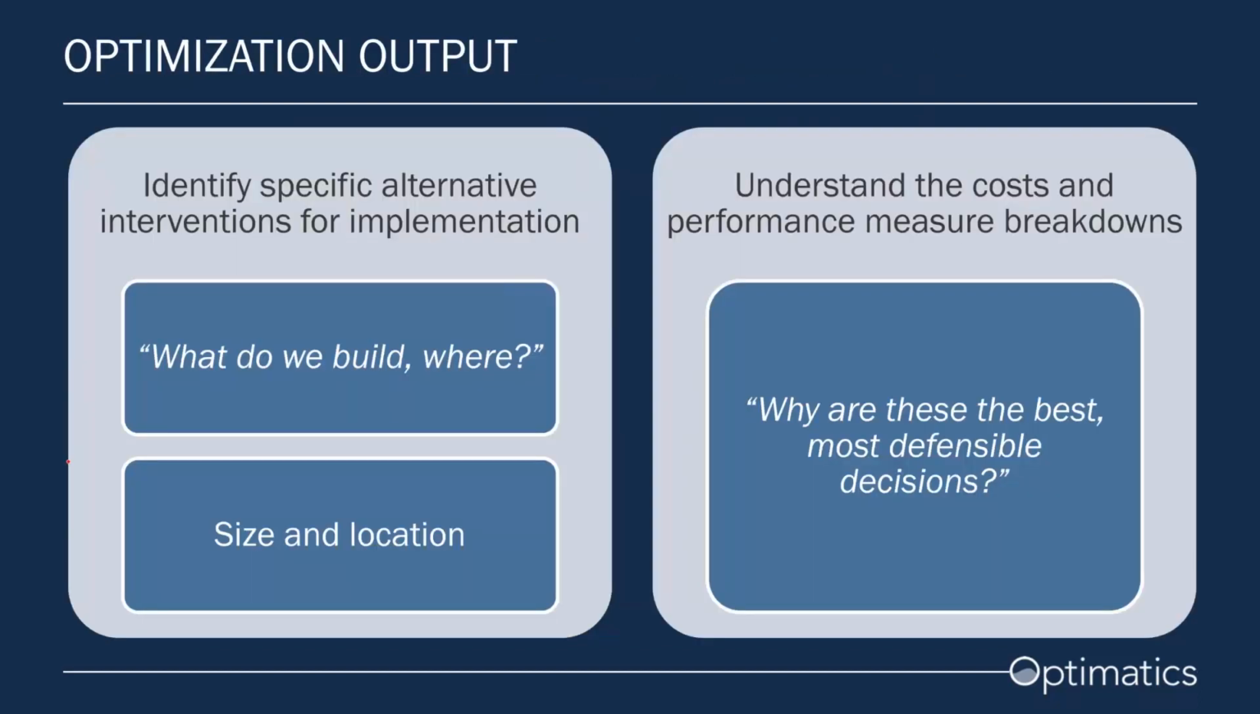Diving into those Pareto points a little bit more, in terms of the individual strategies, we want to ask ourselves a couple of questions. We obviously want to find out, what do we build and where? So we want to delve into the specific alternatives that Optimizer's coming up with. We also want to understand the costs and the performance measures a bit more. So, why are these solutions the best solutions? Why can I be confident in these?